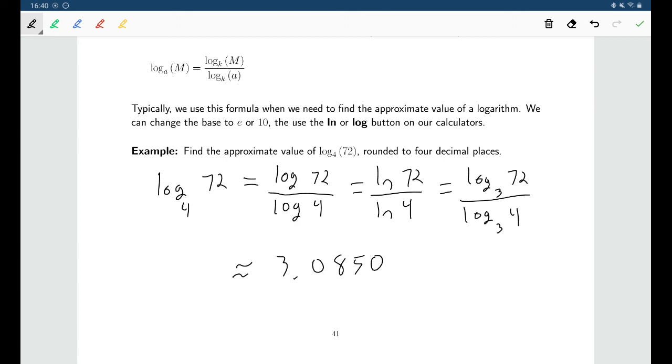Again, for the most part, I'm not really going to be interested in finding these approximate values, except maybe in a word problem where I need to know roughly what the answer is. But for the most part, when I'm solving equations, I'm only going to want the exact value. So an answer like log base 4 of 72, even though it might look weird to you, is totally acceptable as an exact answer.